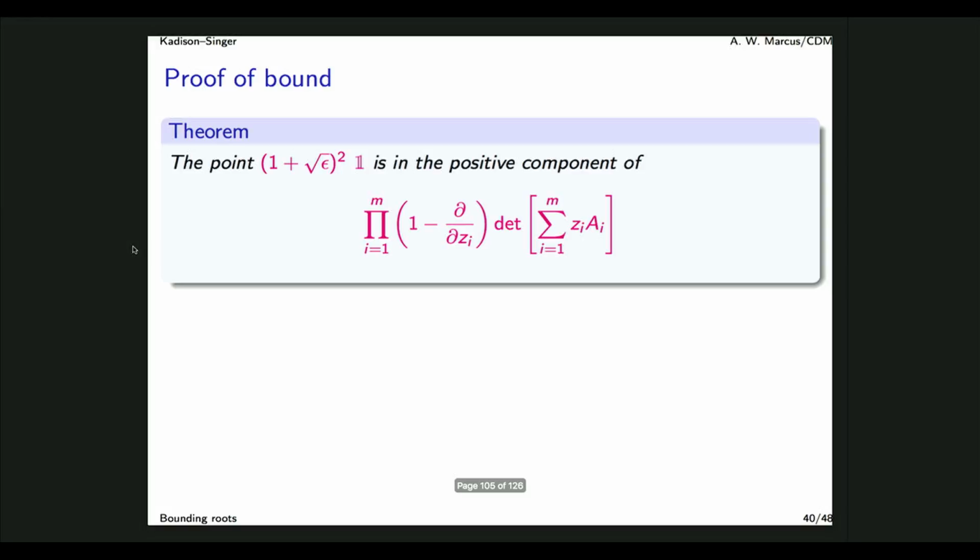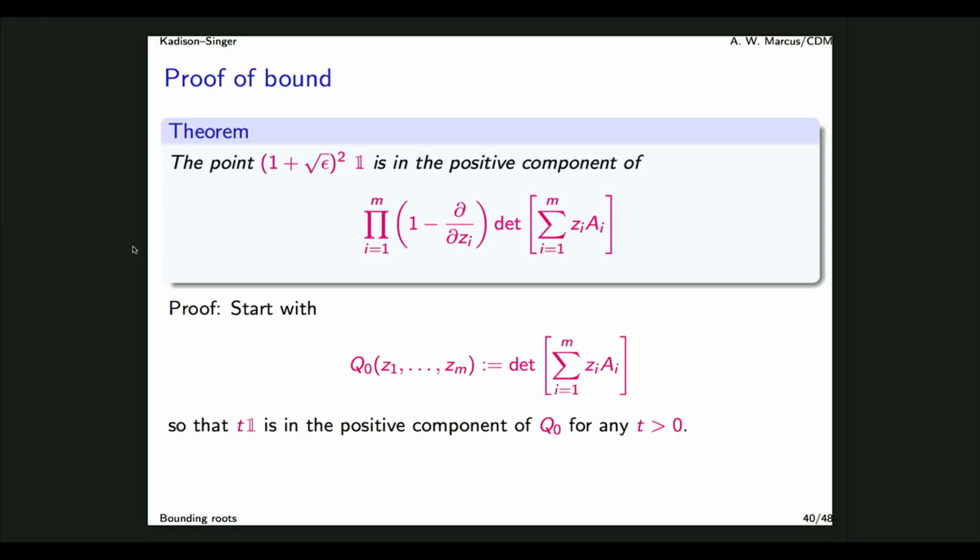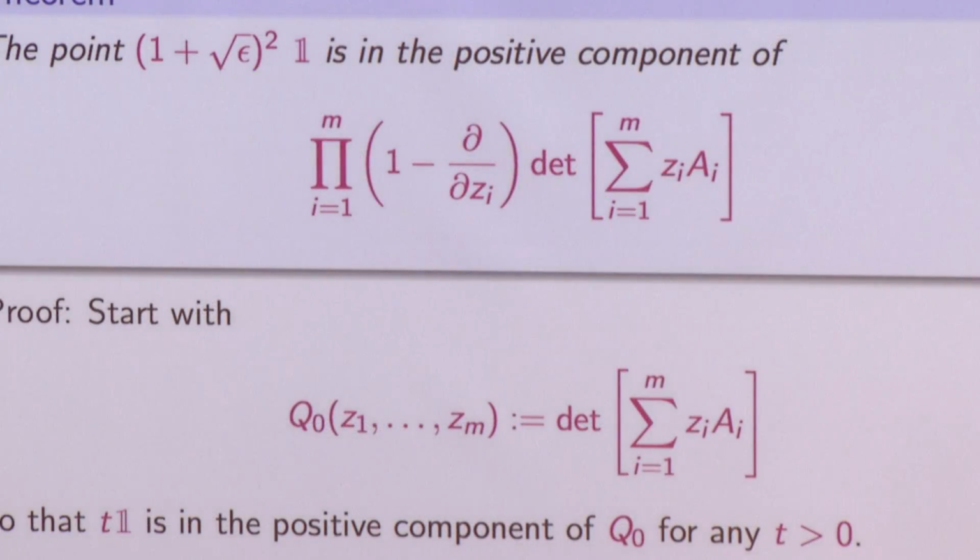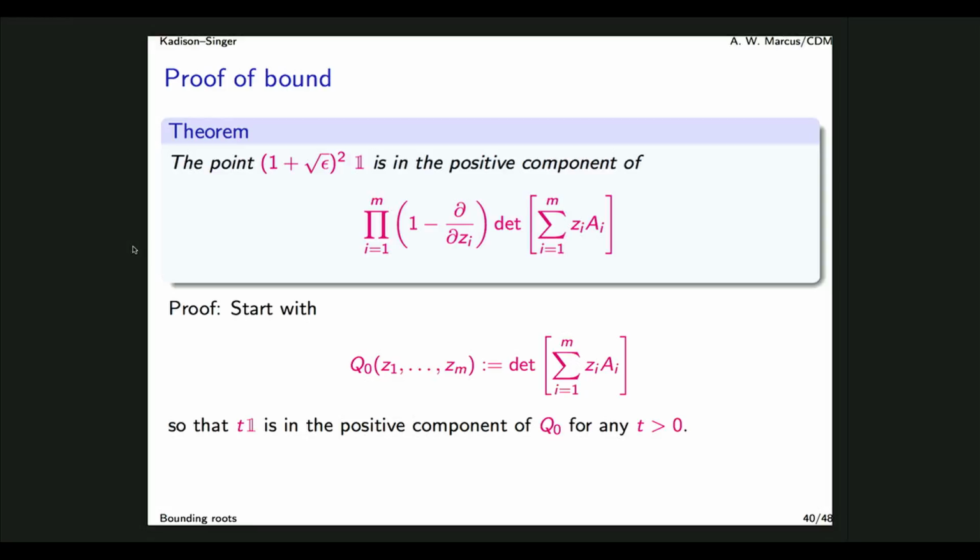Okay? So here's a proof of the bound. The goal of the theorem is to say that the point 1 plus square root of epsilon squared times the all 1 vectors is in the positive component of this thing. And you can imagine how it goes, right? So I start with my determinant polynomial, which I know very well what the positive component looks like. It looks like the positive orthant, right? Because these are all positive semi-definite matrices. So I could pick any t greater than 0 and start that as my reference point. For now, I'll just keep it as t, and then we'll optimize at the end.